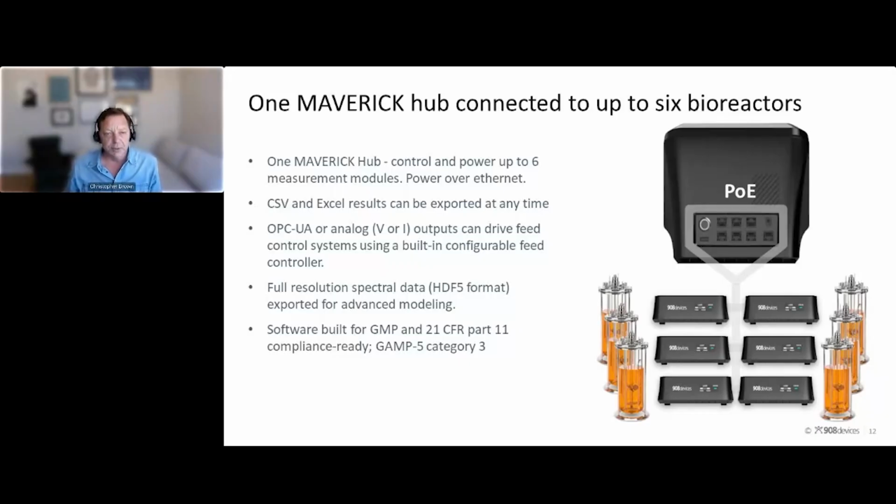CSV, or Excel-style results, can be exported at any time during a process run. The raw data is batched and exported at the conclusion of a run. As noted, OPC UA or analog outputs are present, and the analog outputs are on the back of each measurement module. So each measurement module can control an individual feed controller or signaling system. The full resolution spectral data is in contemporary HDF5 format. That's the sort of NASA NSF standard for high density double precision data.